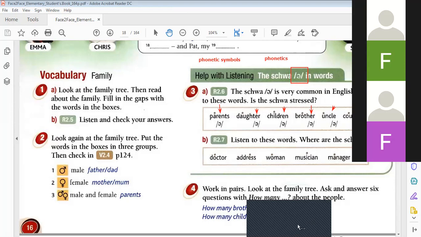Chris is Bill and Pat's grandson and Kate's one uncle. His name's Tom and he's a musician. I've also got two cousins, Emma and Chris. My grandparents' names are Bill, he's my grandfather, and Pat, my grandmother.